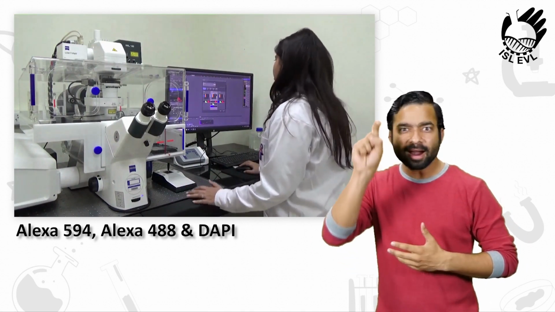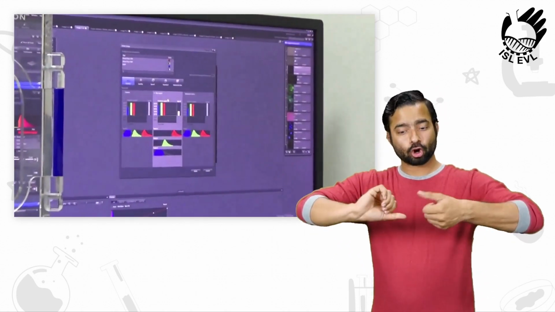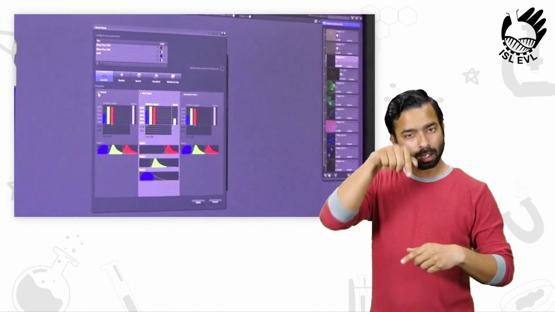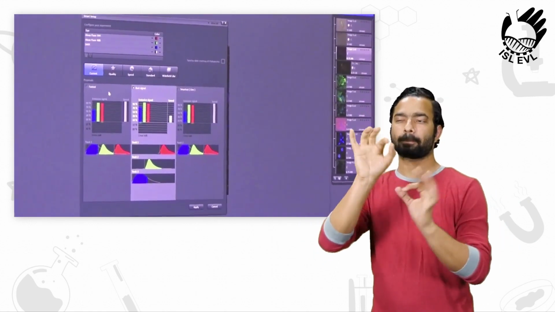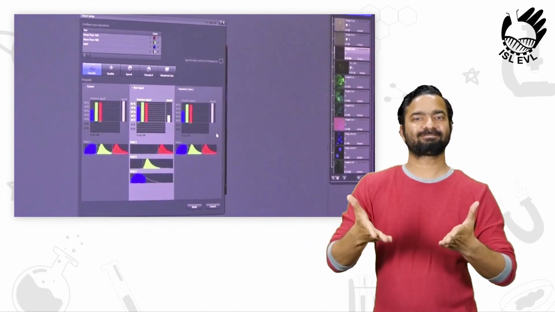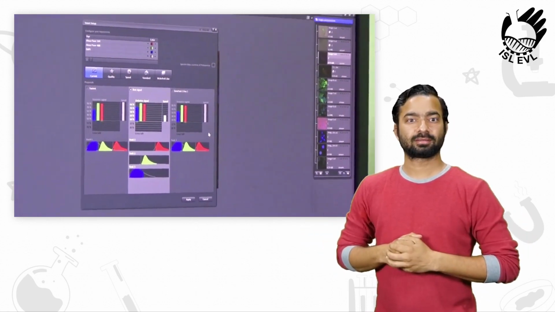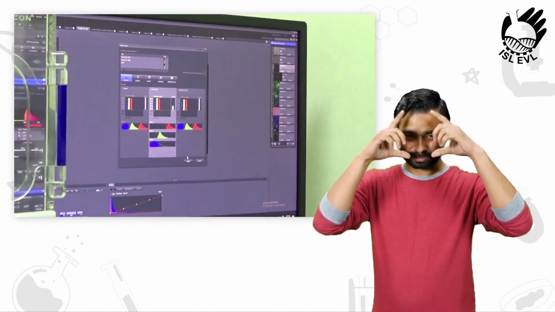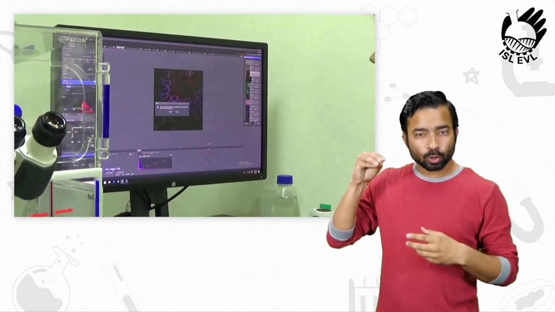And make the channels. In this slide, we use the Alexa 594 and Alexa 488 and the DAPI channel, and use the best signal because there is no bleed through. In the fastest mode, there are chances of bleed through. In the smartest mode, we get the bright images. So we choose the best signals and apply these.